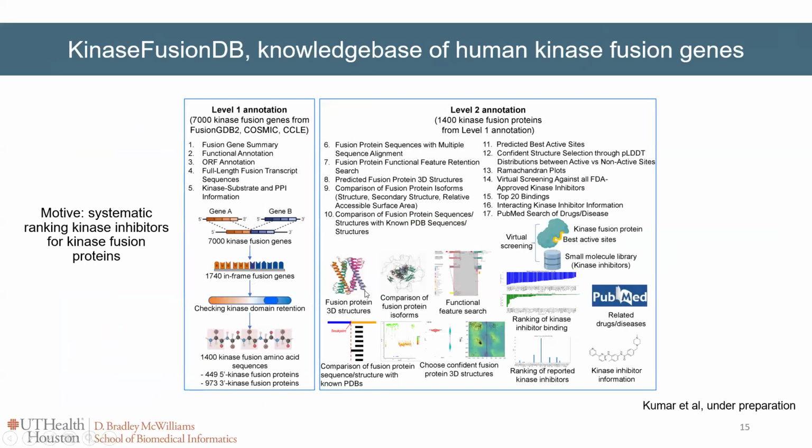And this summer we are working on two databases, one of which is KinaseFusionDB. This is a novel knowledge base of human kinase fusion genes. There are 7,000 kinase fusion genes. After checking, we have 1,700 in-frame fusion genes, which make 1,400 fusion proteins. For these, we provide diverse, very unique annotation and virtual screening results also. So we are arranging the overall ranking of the potential kinase inhibitors.